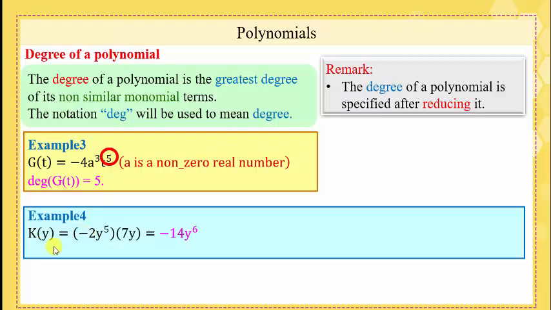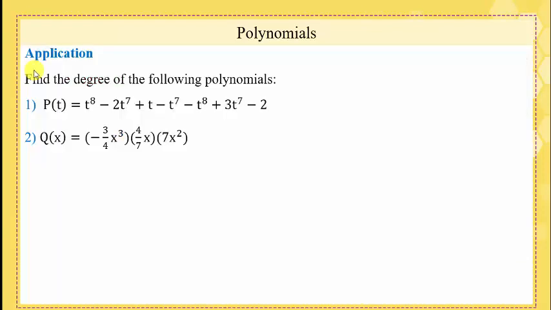Example 4. k in y equals minus 2y exponent 5 times 7y. We multiply minus 2 by 7 and y exponent 5 by y to get minus 14y exponent 6. The degree here is 6 since it is the exponent of the variable.